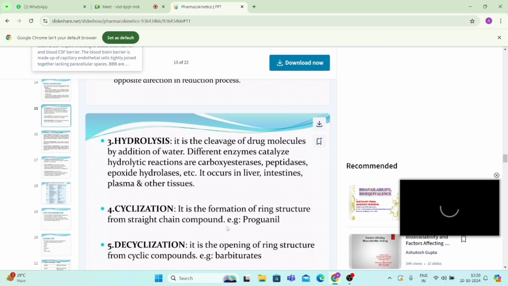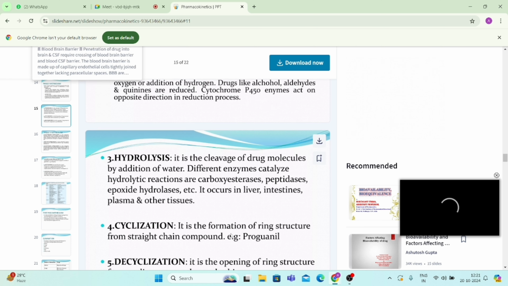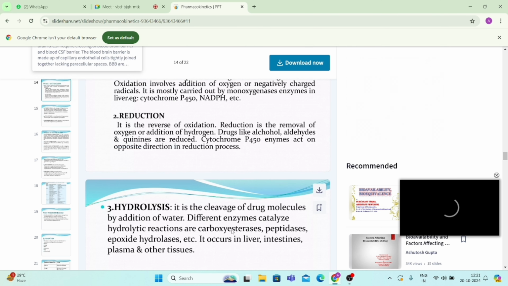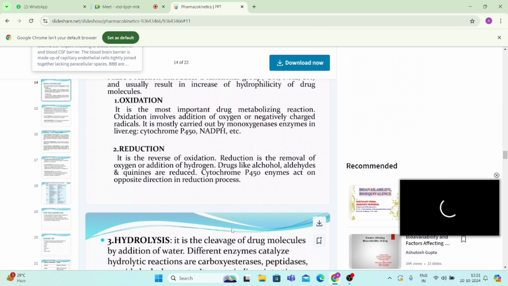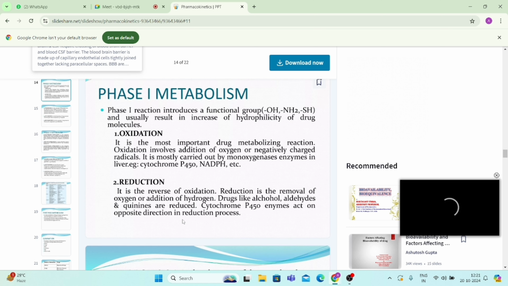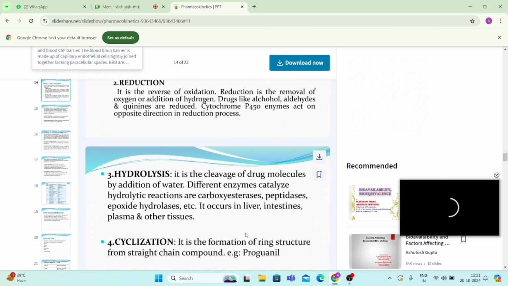I have asked one question, like hydrogen peroxide, what is the enzyme which is involved in oxidation and reduction? ATP. That is energy. I didn't ask energy. I have asked for the enzyme. Cytochrome. So, cytochrome P450. Okay.